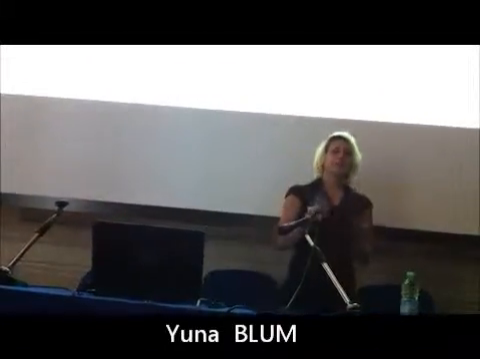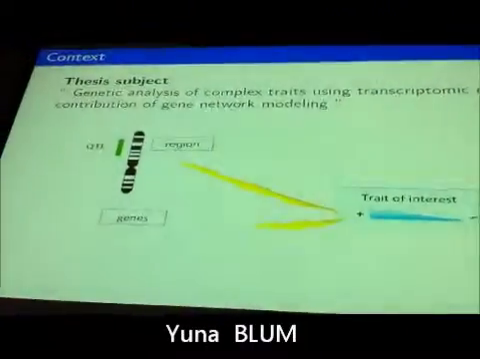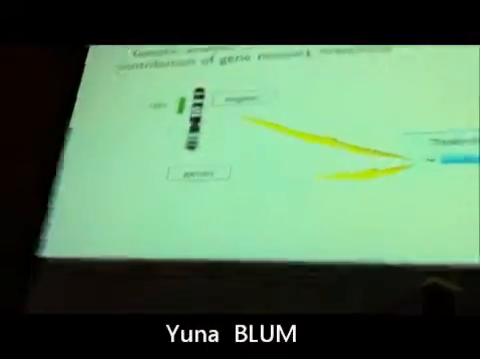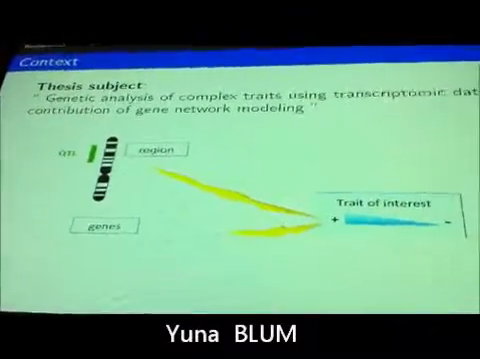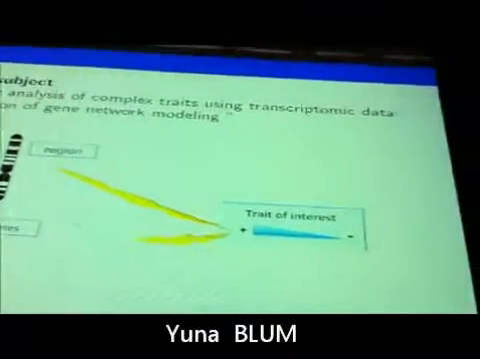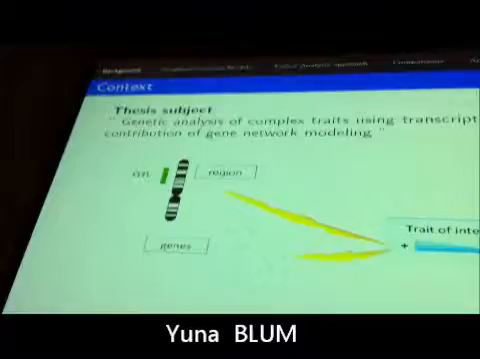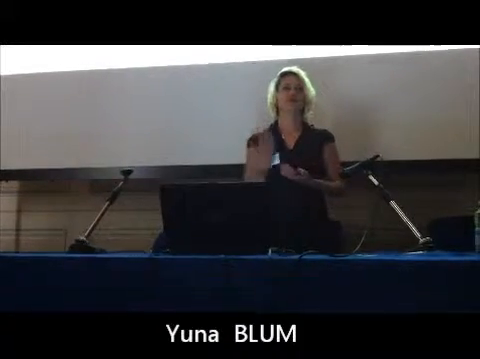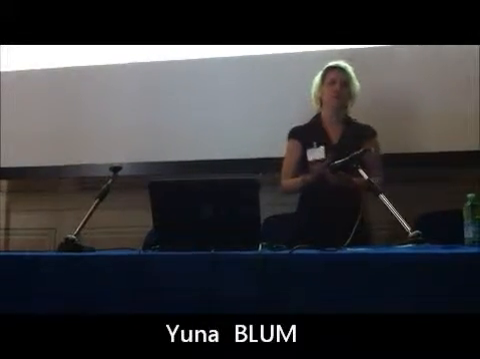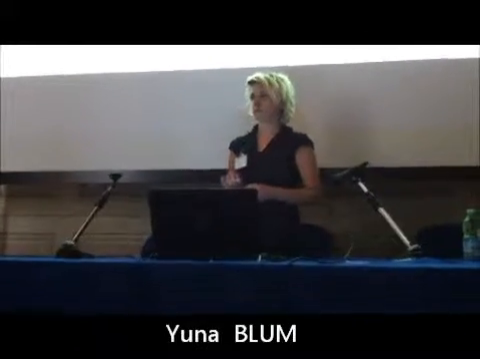So my thesis combines genetics and statistics, and the subject is the genetic analysis of a complex trait using transcriptomic data and the contribution of gene network modeling. So what is a complex trait? First of all, what do we call a complex trait? It's a phenotypic trait. It can be like body weight. Why do we call that a complex trait? It's because it can be controlled by several genetic factors.